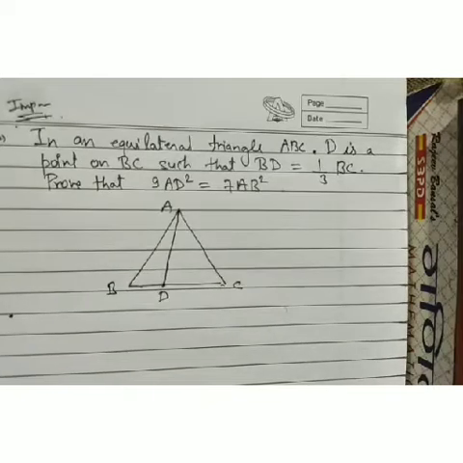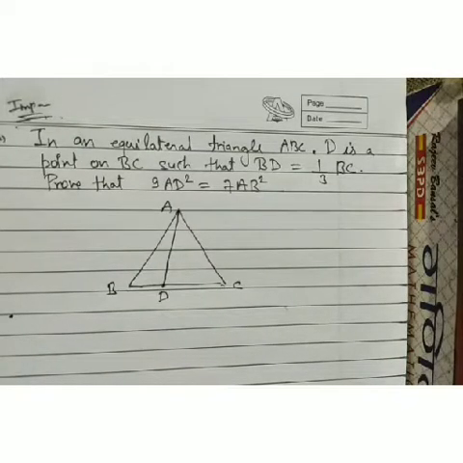Now look, AD is not a perpendicular bisector. If it were a median in an equilateral triangle, then it would also be an altitude. But now our D is a point such that it's a 1/3 part of BC. It's a problem based on Pythagoras theorem, so obviously we need a construction there. We need an altitude.